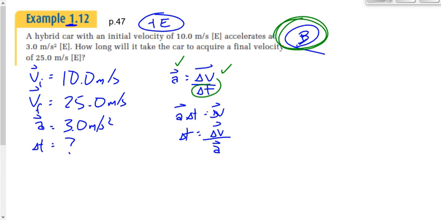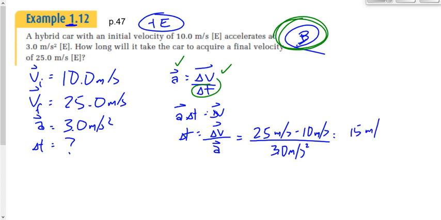Okay, let's sub in my numbers now. Delta V is VF minus VI. That's 25 meters per second minus 10 meters per second, final minus initial velocity. A is 3.0 meters per second squared. 25 minus 10 is 15 meters per second, divided by 3.0 meters per second squared, which ends up giving me 5.00 seconds. And we're done.